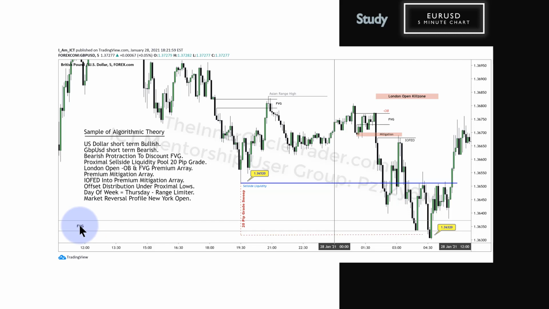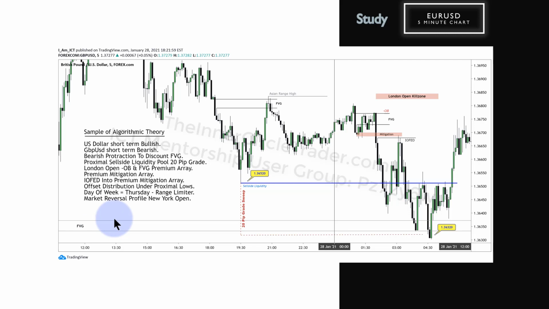Proximal sell side liquidity pool, 20 pip grade. That means near term sell side liquidity pool, while it's up in here, near term is here. So the closest liquidity pool for sell side is here. And 20 pips down converges with the fair value gap that I've already outlined and pointed to last night.